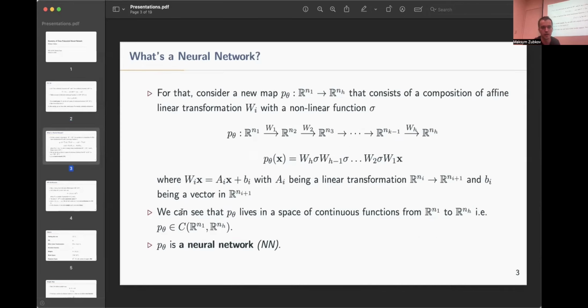Okay. Then the definition of the neural network. So how I think about the definition of the neural network. Oh yeah, okay. Remind me, please.